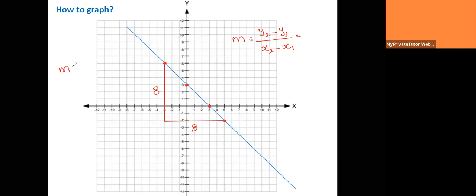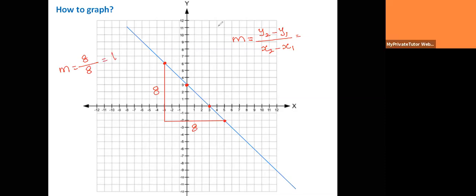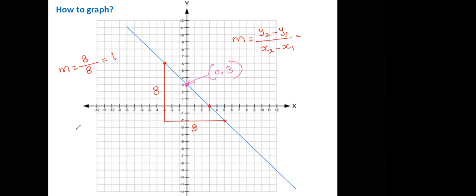So what do you mean by a slope? Change in Y. So the Y-axis value is 8 and the X-axis value is also 8. So the slope is 1, guys. And you got the slope. And what exactly do you need? One more, which is the Y-intercept. Please have a look at the Y-intercept, which is (0, 3), which is nothing but 3.